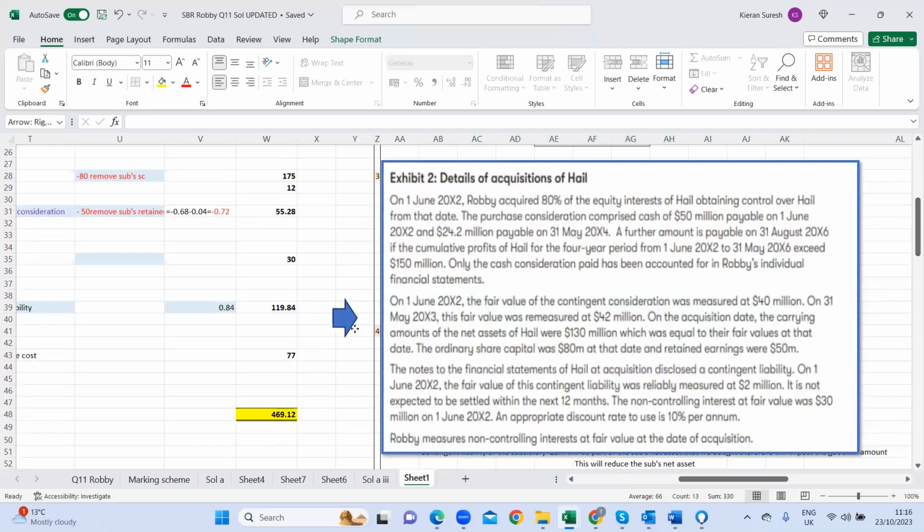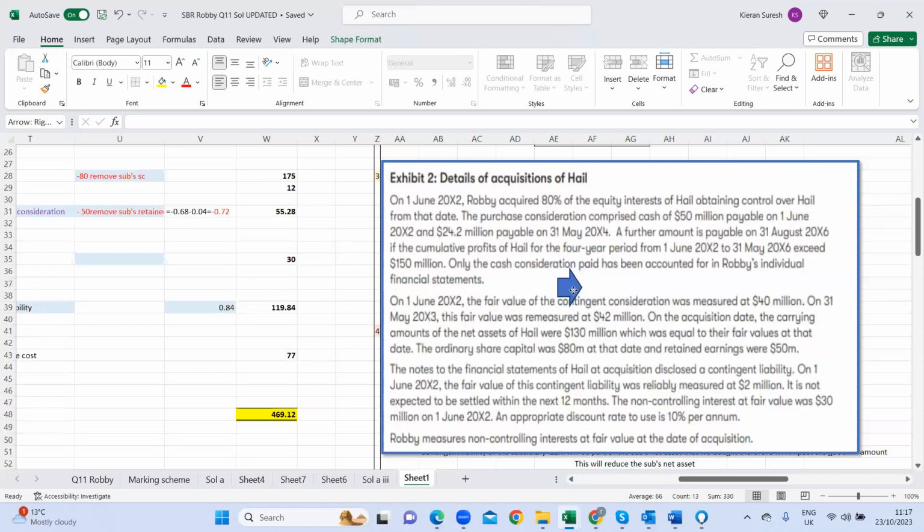They said that on 1st June 2012, the fair value of the contingent consideration was measured at 40 million, right? So remember, there is a contingent consideration, meaning what? We promise to pay them, if the subsidiary's profit over 4 years hits 150,000 or more, an additional 2 million. I would be giving them 40 million in cash.